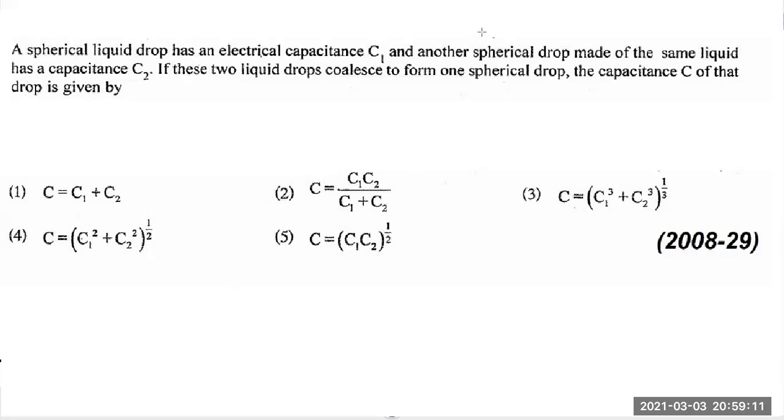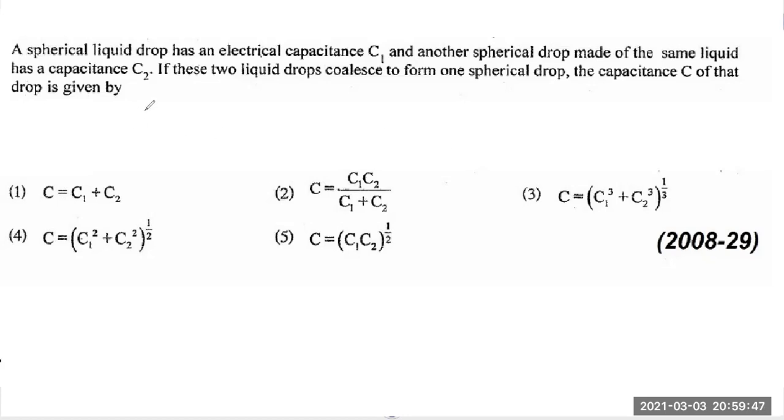The next question, about capacitance of spherical drops, comes from 2008, the 29th question. Let's see. A spherical liquid drop has an electrical capacitance of C1, and another spherical drop made of the same liquid has a capacitance of C2. When you say the same liquid, you can assume that the permittivity is the same. If these two drops coalesce to form one large spherical drop, the capacitance C of the drop is given by.